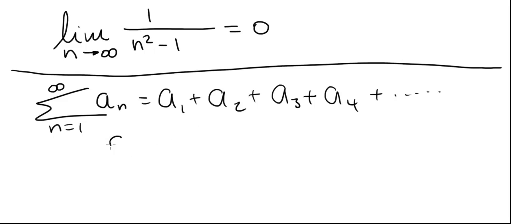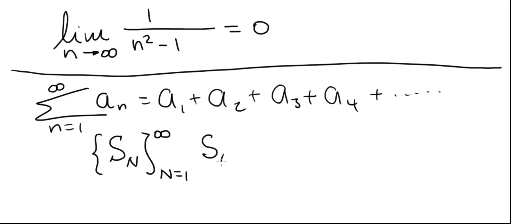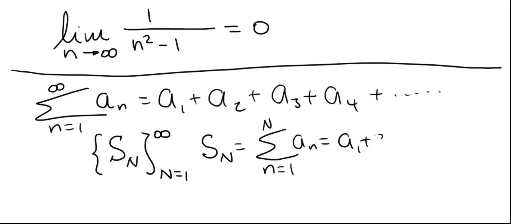We also can create a new sequence, which we call S sub N. I use capital N here instead of a small n. This is called the sequence of nth partial sums, where S_N is equal to the summation, little n goes from 1 to big N of a_n, and this is just a1 plus a2 plus a3 all the way up to a_N. So it's the sum of the first N terms of our series.